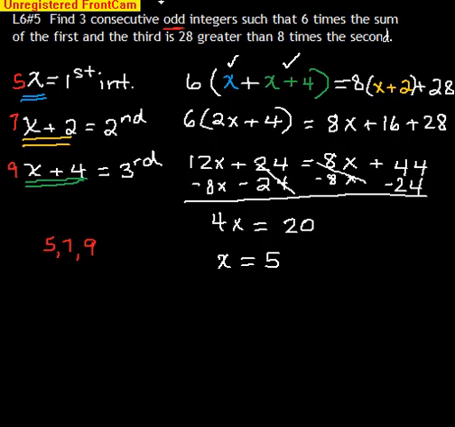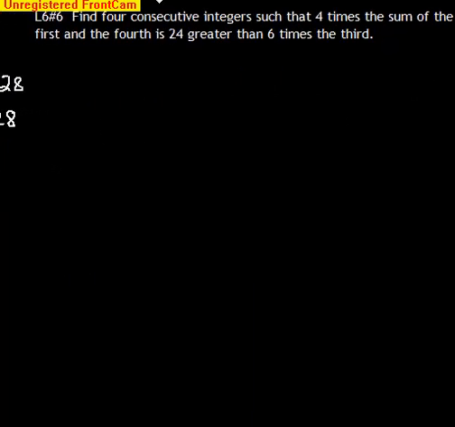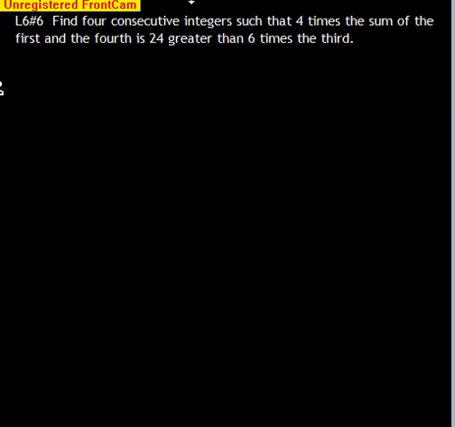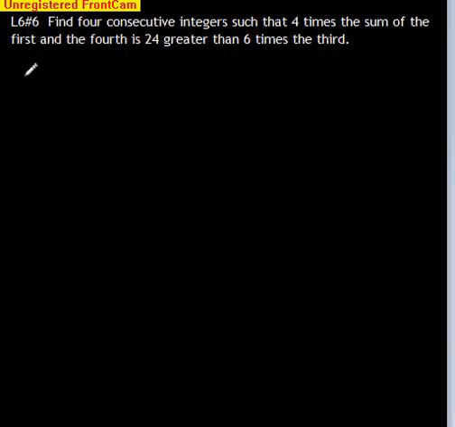Let's do one more. We have from lesson 6, number 6. Find 4 consecutive integers. So this time we want 4 consecutive integers. So let's get our heading written up. So x equals the first, x plus 1, since it's not consecutive even or odd, we just put 1, is the second, x plus 2 is the third, and x plus 3 is the fourth.